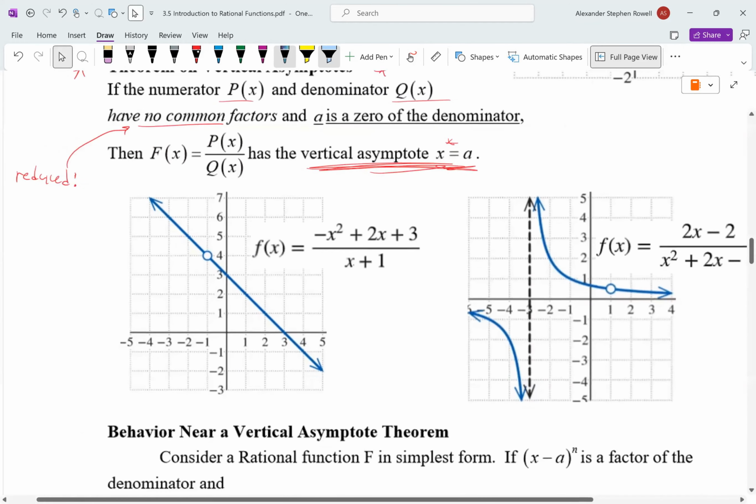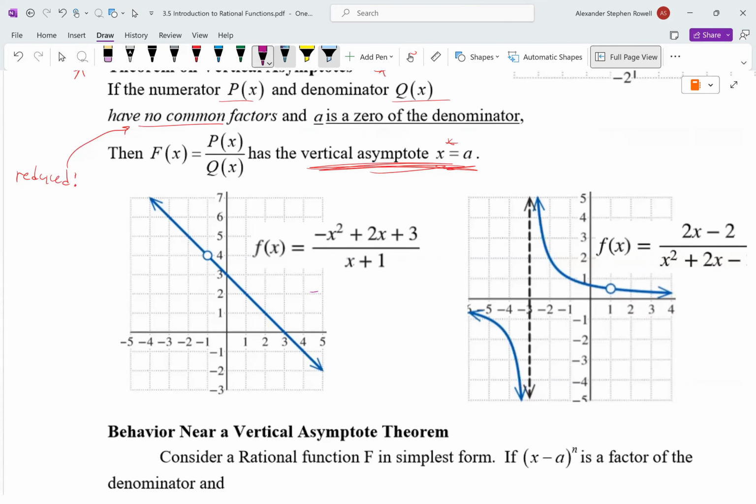Okay, the first one, f of x equals negative x squared plus 2x plus 3, all over x plus 1. Is it reduced? I don't know. Let's factor the numerator. What does the numerator factor into? Factors of -1 are -1 and +1. Factors of 3 are 3 and 1. Negative x minus 3 times x plus 1, and on the bottom, we have x plus 1. So this reduces to make negative x plus 3.